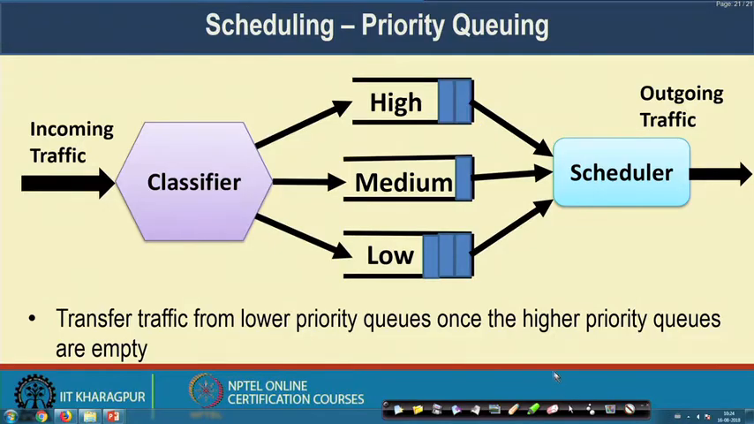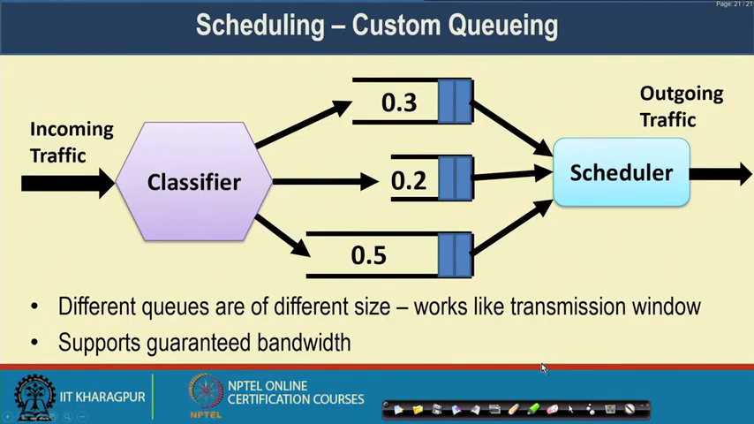The second type of scheduling strategy that we are going to discuss is called custom queuing. What happens in the case of custom queuing? You have different queues of different lengths. Say, for example, I am normalizing the queue length to 1, and in this example the first queue has a length of 0.3, the second queue has a length of 0.2 and the third queue has a length of 0.5.